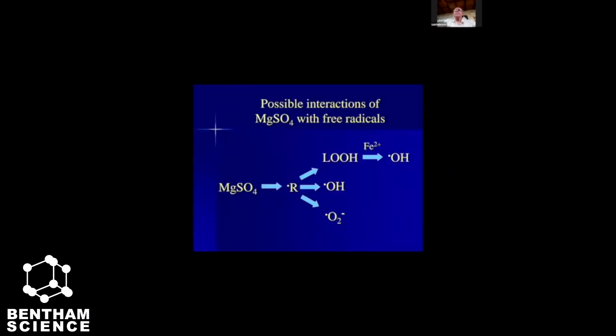In other words, magnesium sulfate could be interacting with free radicals. One possibility could be that magnesium is replacing iron, which is essential for the release of hydroxyl radical from the hydroperoxide, but this is very unlikely because magnesium sulfate does not dissociate so easily. The other possibility is that magnesium sulfate could be interacting in some way with hydroxyl radical or the superoxide anion.